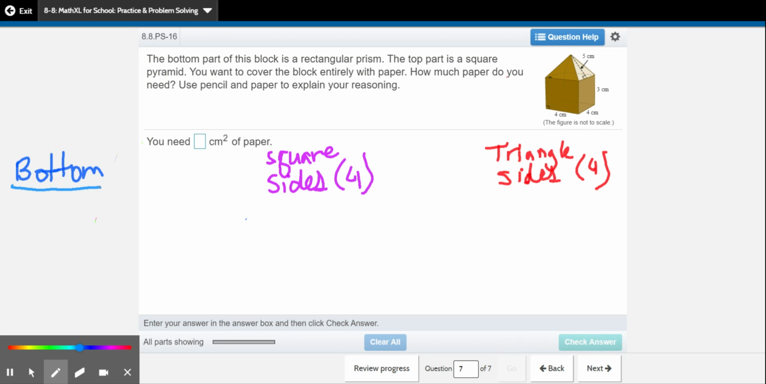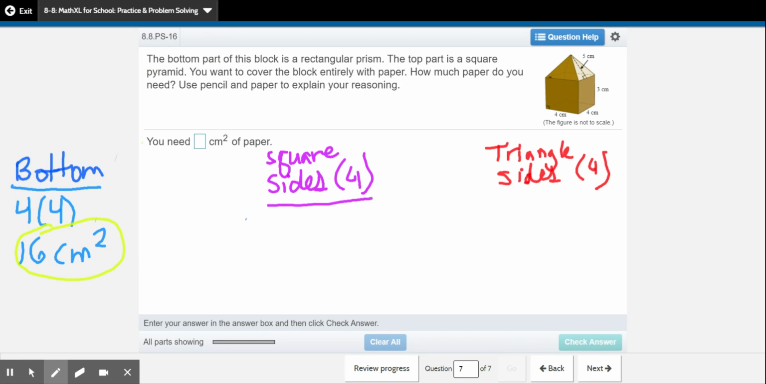So let's start with the bottom. It is a square, so our sides are 4 by 4. So the area for this is 16 centimeters squared. I put a circle around that one so I know to come back to it later. Now we have our square sides at the bottom. What is our length and width for those? 4 times 3, which is 12. Now we have 4 sides, so 12 times 4 is 48 centimeters squared. Does that make sense? Each side is 12, and then we have 4 sides.